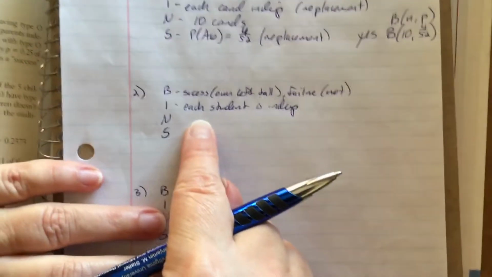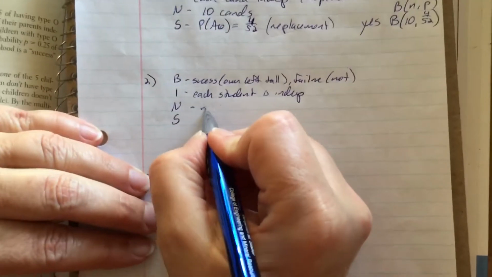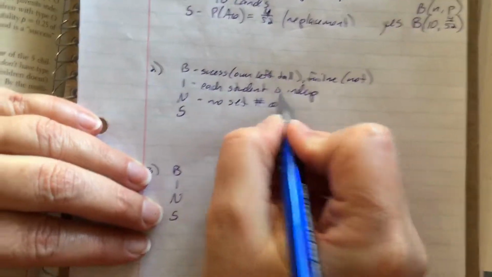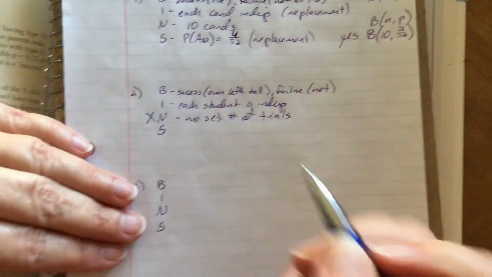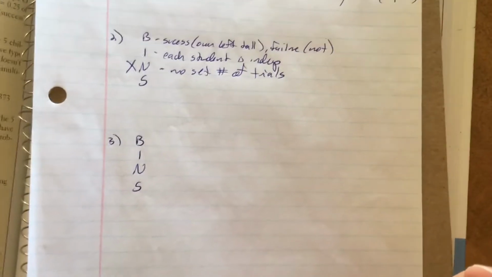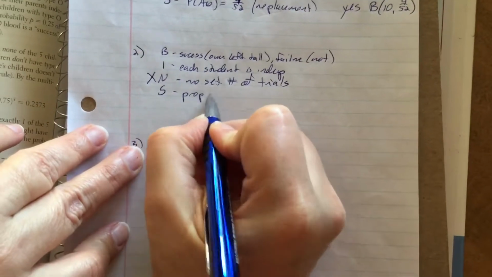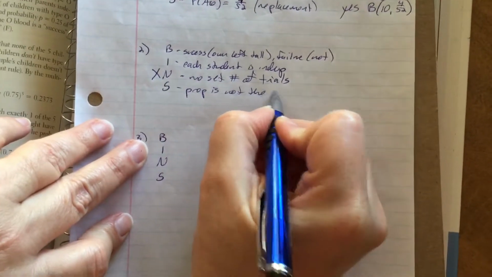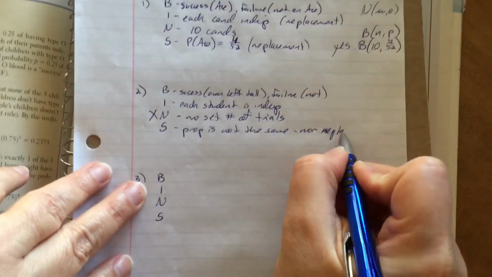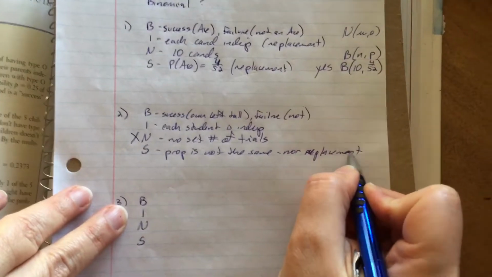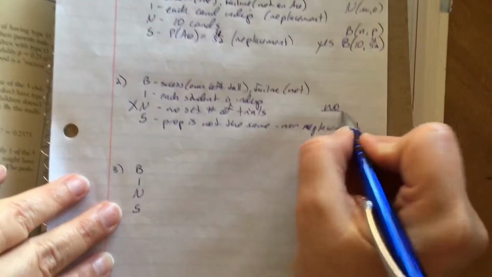Is there a set number of trials? It just says choose students at random from your class. So there are no set number of trials. So that's not satisfied. And then is the probability of selecting a student that is over 6 feet tall the same? The probability is not the same because of non-replacement. We didn't pick somebody and then it didn't say stick them back in the group. Okay, so this one is not binomial.